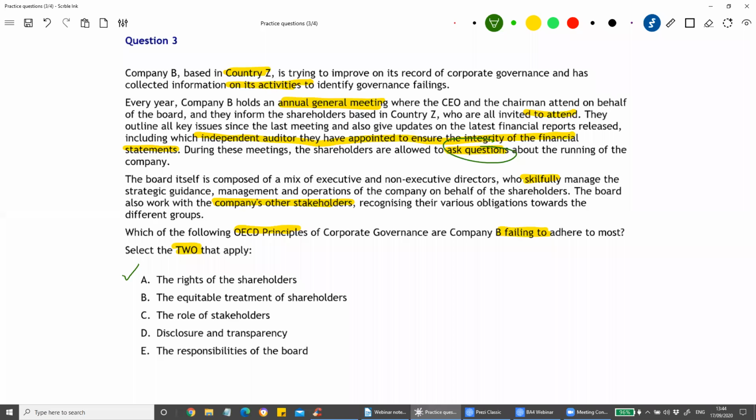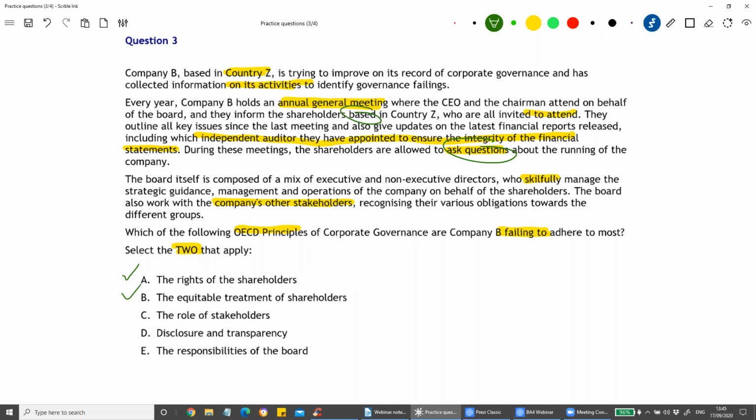The next one is the equitable treatment of shareholders. Well, surely this one's right, isn't it? Because they've informed the shareholders based in country Z, sorry, we're talking in English, that all the shareholders have been invited. That means that they're all being treated fairly, does it? Well, what about shareholders based in other countries? It makes no mention of them. In fact, it says they've only invited shareholders based in country Z. That means that not all shareholders are being treated fairly. They're not getting equitable treatment. So again, I would say this is one of the correct answers.